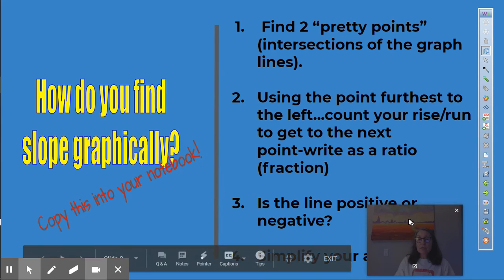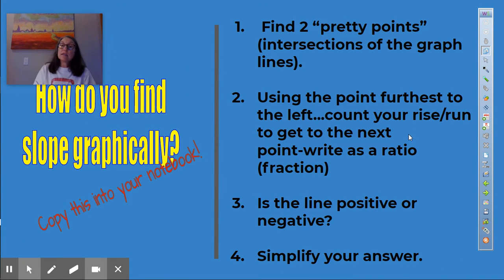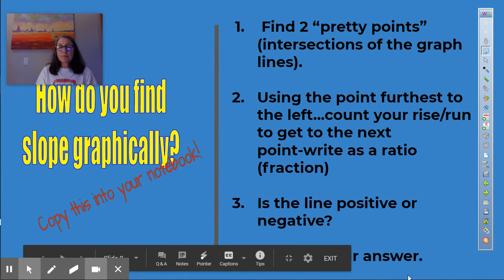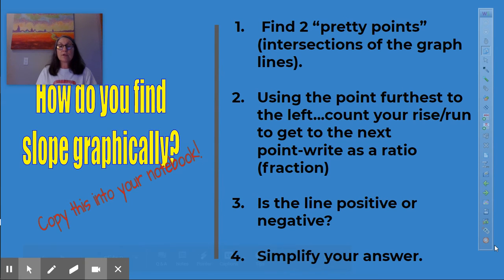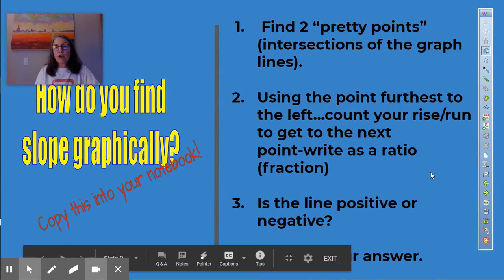These are the notes. I'll move this out of our way. These are a good thing to put in your notebooks. So, in other words, you need to find 2 pretty points, that is lattice points. Mark them with points. Using the point furthest to the left, you're going to rise until you're even with the second point, and then run till you land on that second point. Write it as a ratio. Identify the line as positive or negative, and then simplify your answer, and you've got rise over run.